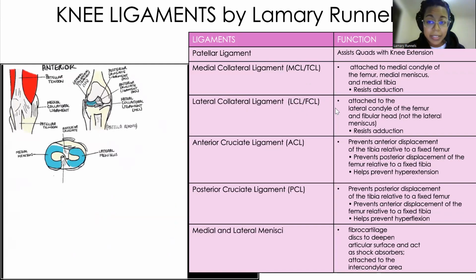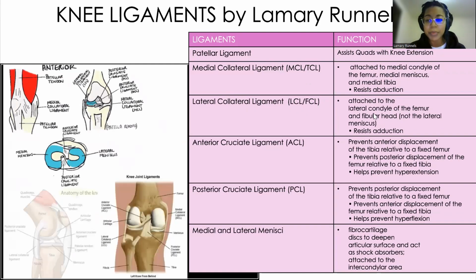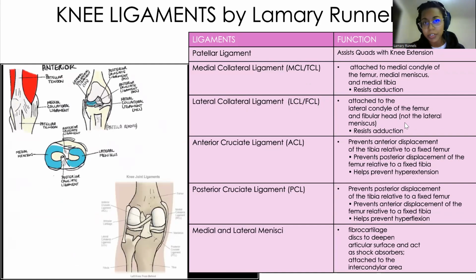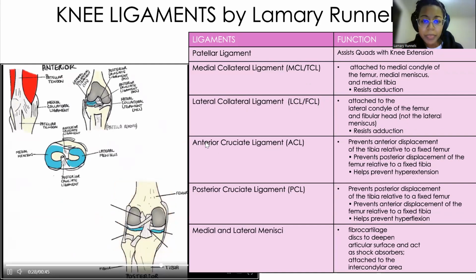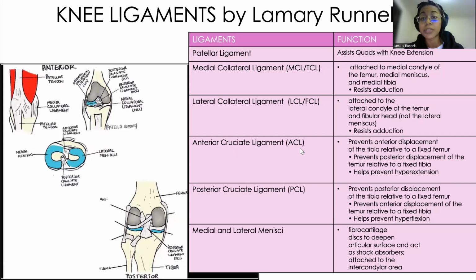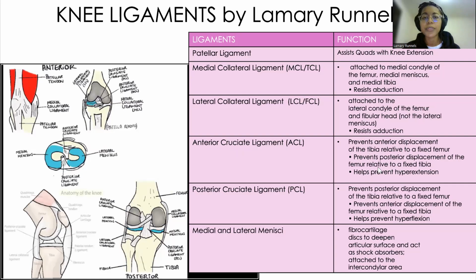collateral ligament. It's attached to the lateral condyle of the femur and fibular head, but not the lateral meniscus. It resists adduction. The anterior cruciate ligament, also known as the ACL, prevents anterior displacement of the tibia relative to a fixed femur. It also prevents posterior displacement of the femur relative to a fixed tibia, and it helps prevent hyperextension.